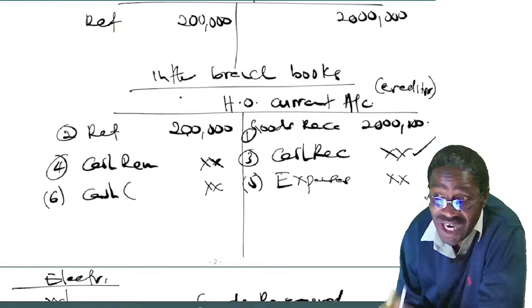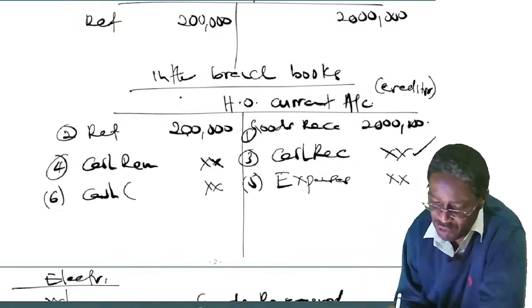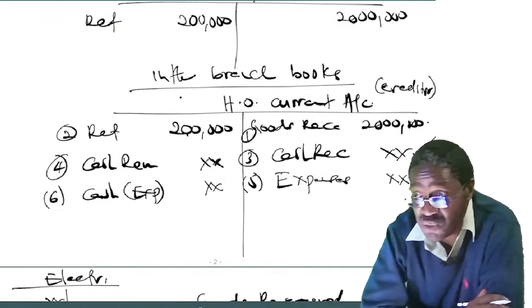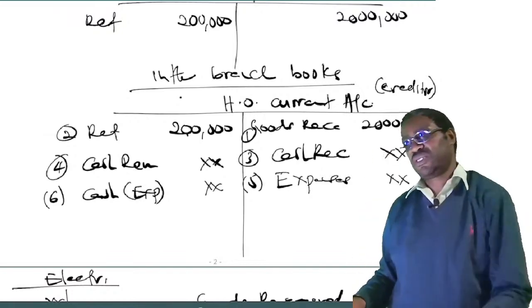So for them, cash will be affected. They would credit cash and debit head office current account, whatever it is they are paying for that expense. Good. So that's number 6.